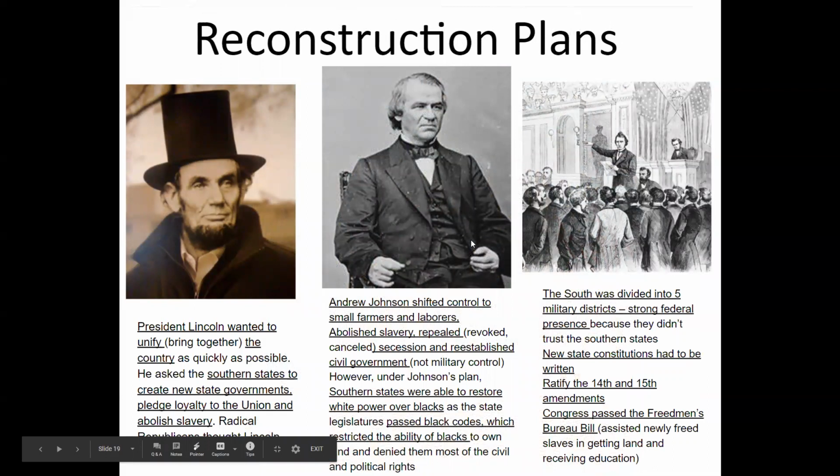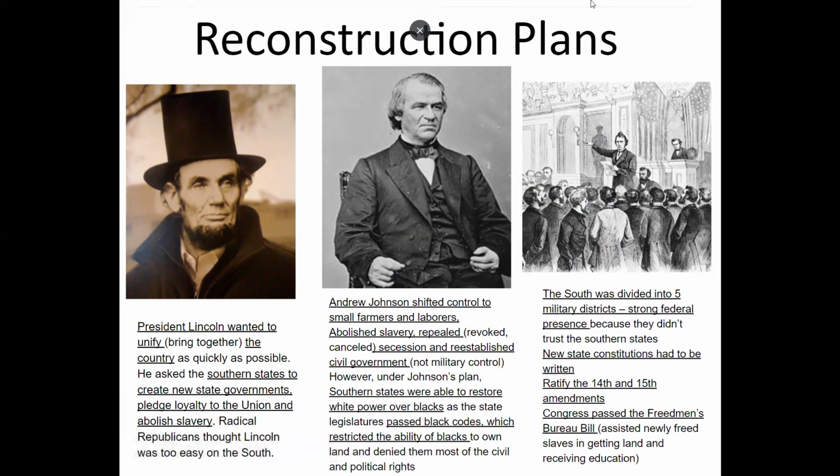Because Lincoln died, the next successor would be his vice president, Andrew Johnson. But just to quickly go over what we're looking at specifically, Lincoln had a reconstruction plan, and his plan was pretty simple. Get the country back together. That's what he wanted to focus on. He wanted to unify the country and then deal with other issues as they come. So the southern states had to create new state governments, pledging their loyalty to the Union and abolishing slavery altogether. Unfortunately, due to Lincoln's assassination, he was not able to see this through.